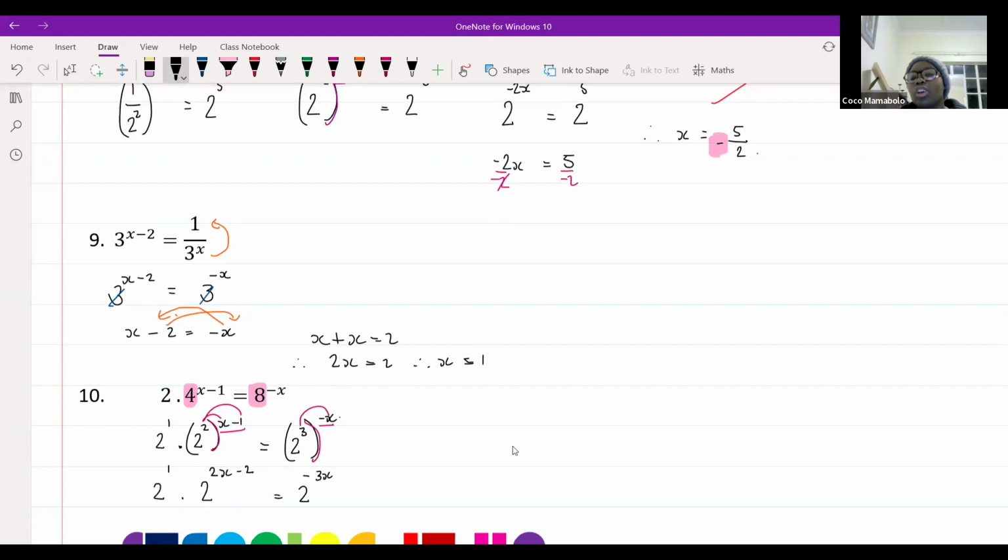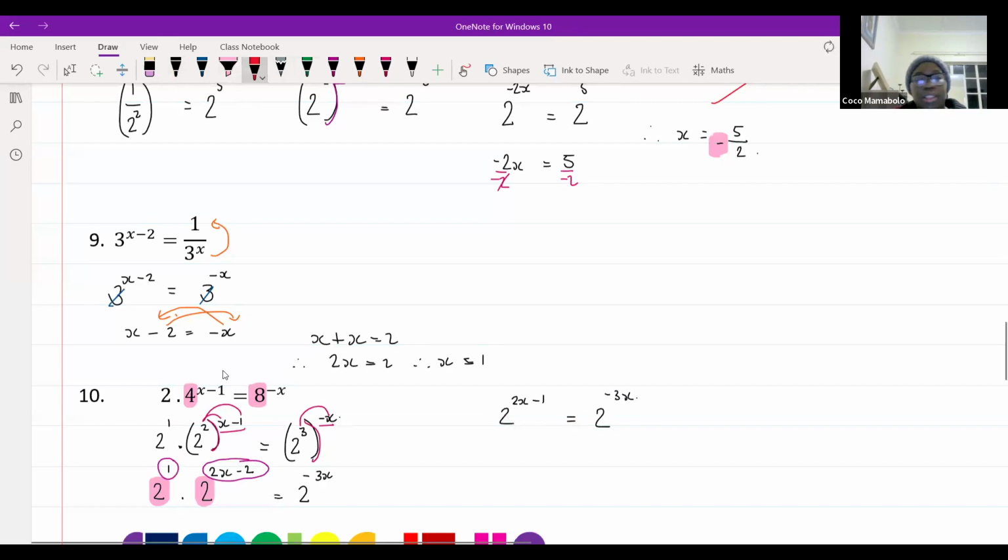Now, before I continue, I'm going to note on the side that I have like bases being multiplied. So I need to keep my base of 2, and I need to add my exponents. So now I've got 1 plus 2x minus 2. That's going to give me 2 to the power of 2x minus 1, and that is going to equal 2 to the power of negative 3x.